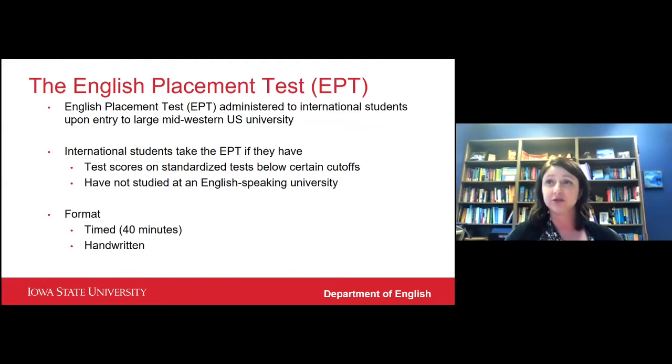So we wanted to do this. We're looking at a local corpus that we have. It's called the English Placement Test, or the EPT corpus. And this is a local placement test that's administered to international students after they've been accepted to a US university. And only a subset of international students take this exam. If they have test scores on things like the TOEFL that are below a certain cutoff, or they haven't studied at an English-speaking university in the past, then they have to take this. The test is timed, and at the time of this corpus collection, the essays were all handwritten.